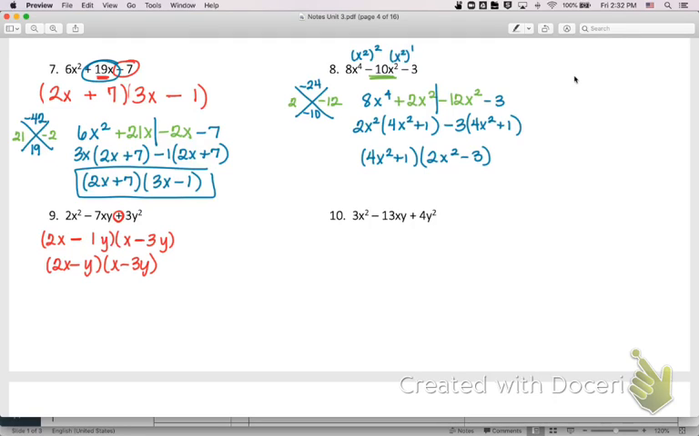I'm going to leave number 10 to you to look up in the notes yourself. That is a quick crash course review on factoring, which is a very important skill as we move forward.